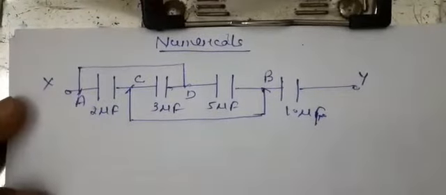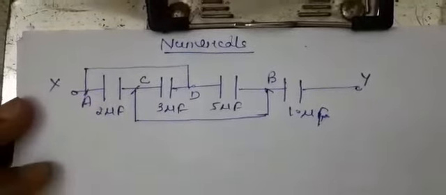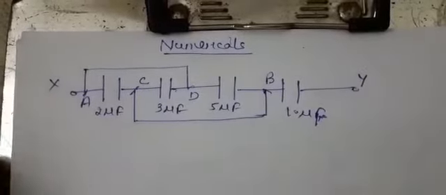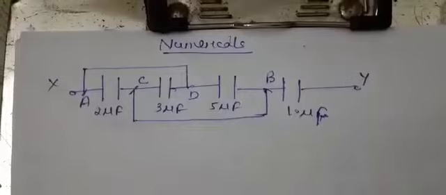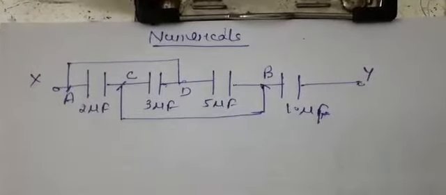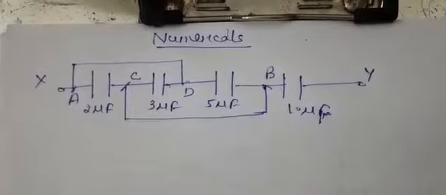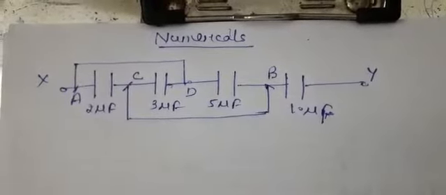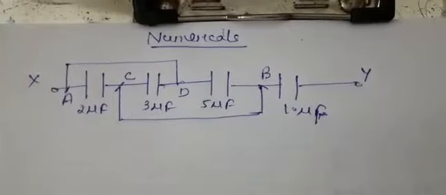Now here, first of all, we have to identify which capacitors are connected in series and which are in parallel. So let me recapitulate that in series combination, the charge will be the same. For each of the capacitors, the same charge will be transferred. But in parallel combination, charge will get divided.